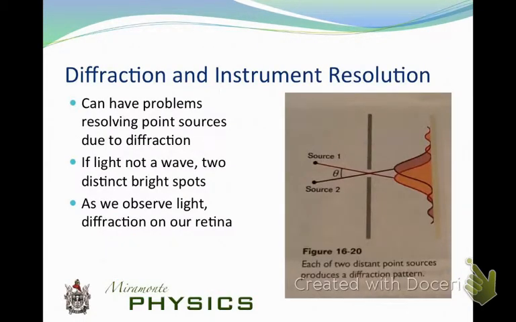One issue you do have with diffraction, if you're trying to observe something through a small opening, is that if you have two distinct sources, then the overlapping patterns coming through a slit can be a problem. You have this problem when you're looking at a telescope. Your eyeball has this problem. If you have two distinct sources, the image on the back of your retina or in the back of the telescope could overlap. And so you're not going to get a distinct look at two bright spots. They're going to be kind of overlapping.